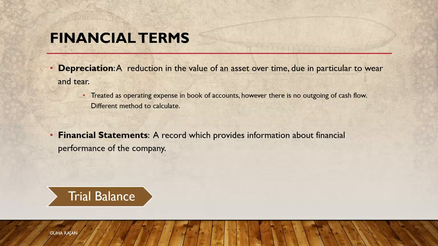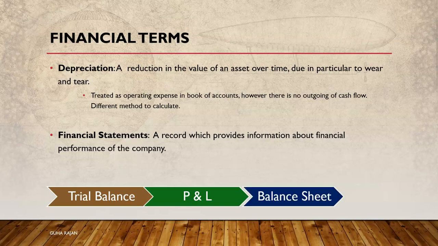If you look at it, there is the trial balance, and then the profit and loss statement, and then you produce the balance sheet as well. So this is the way it goes: trial balance to profit and loss account to balance sheet. There is something like cash flow as well. Those statements are called the financial statements.